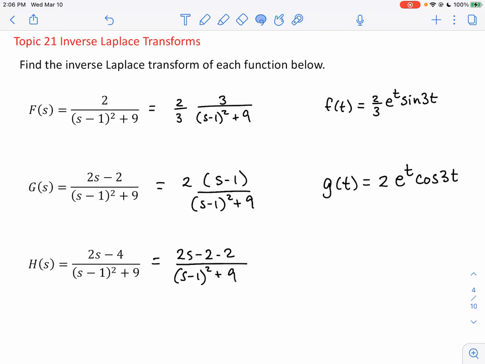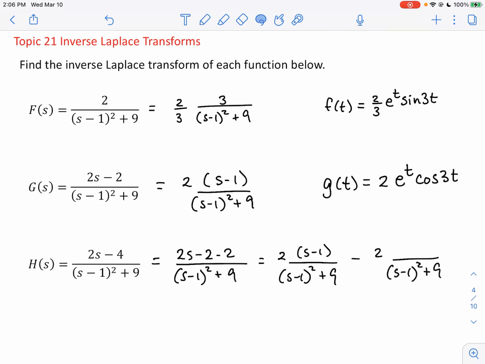And now what I'm going to do is take the first 2 terms of the numerator and put that over the denominator as one fraction, and then minus, and then do the third part of the numerator over the denominator as a second fraction. And I'm also going to do some factoring. So we have 2 times s minus 1 over s minus 1 squared plus 9. Right, that comes from this portion of our expression. And then minus a 2 over an s minus 1 squared plus 9.